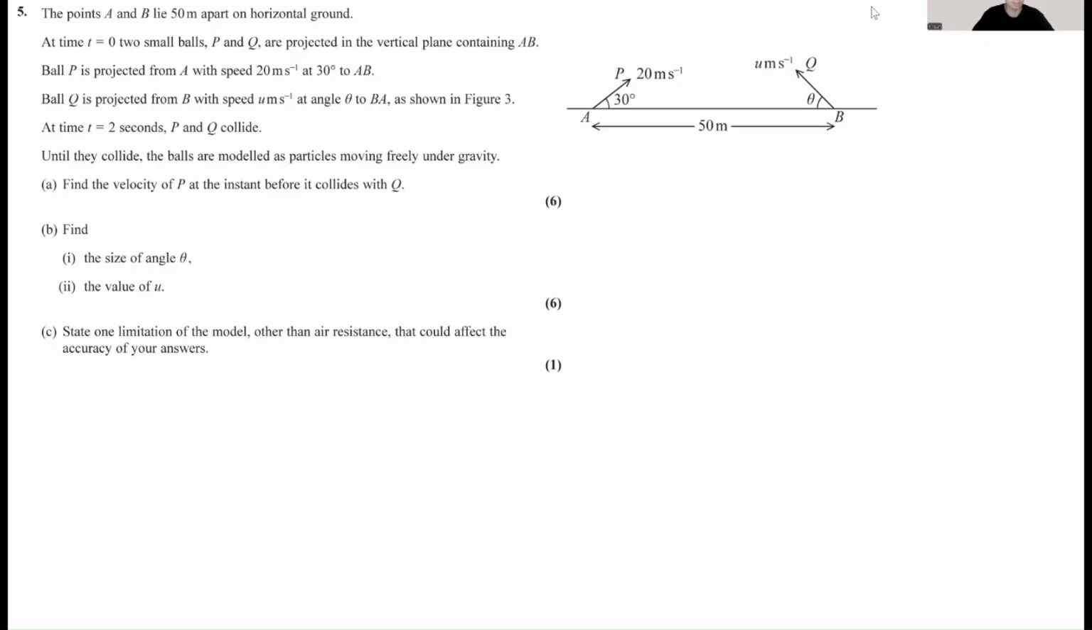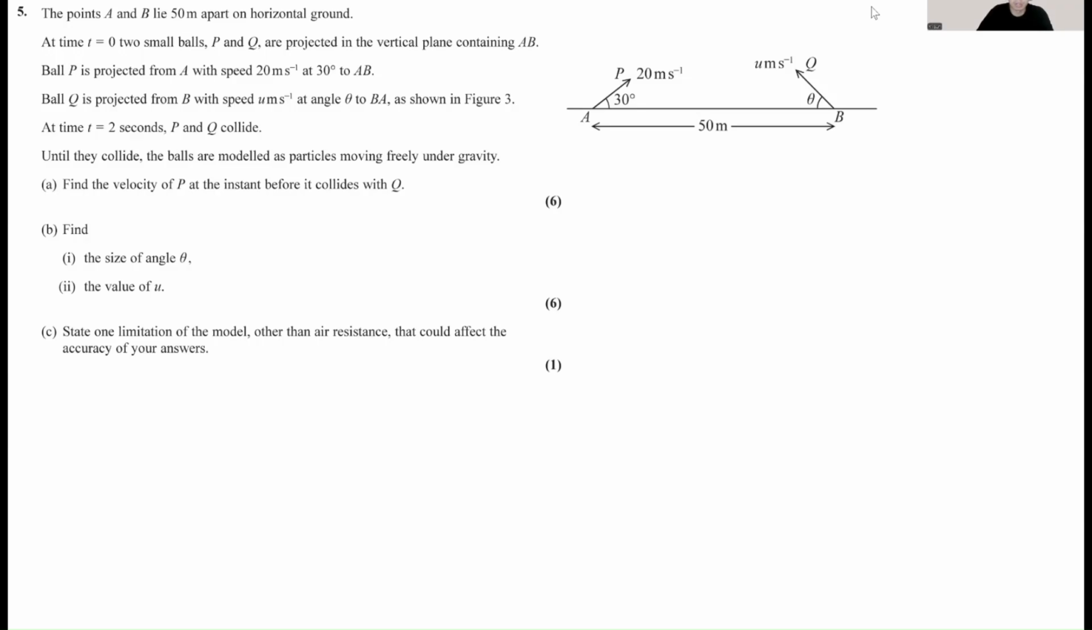Okay, let's have a look at the last question in this paper. So this is a projectile question, but let's have a look. The points A and B lie 50 meters apart on horizontal ground. At time t equal to 0, two small balls P and Q are projected in the vertical plane containing AB. And then ball P is projected from A with speed 20 meters per second at 30 degrees to AB.